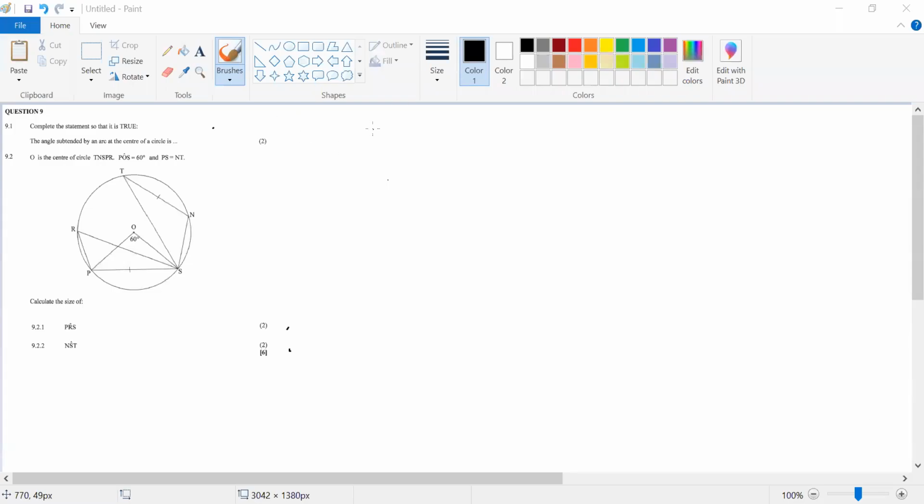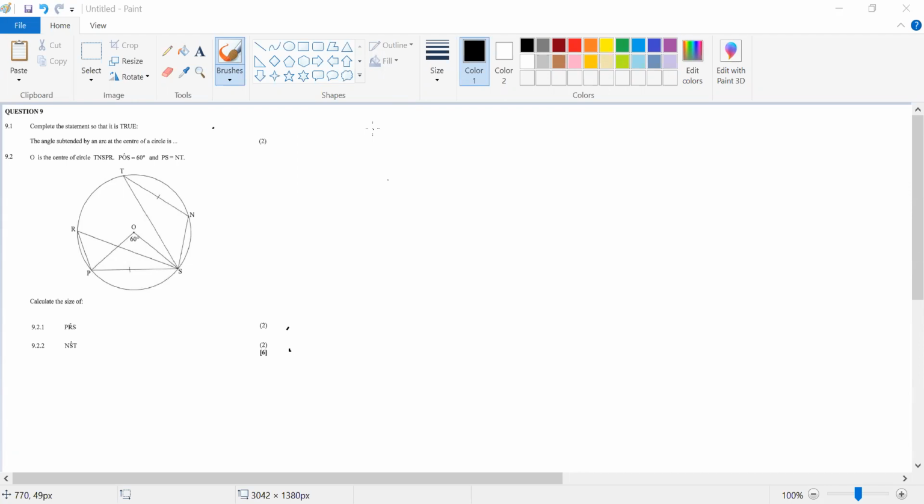All right. So we can see that O is the center. We have points T, N, S, P, R, and they give us one angle, which is angle POS, at the center. And they tell us that there are two sides that are equal. Now, our first question is to calculate the size of angle PRS.